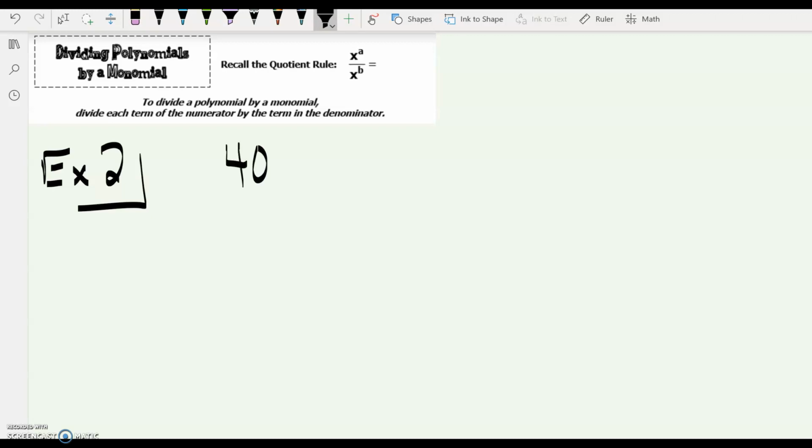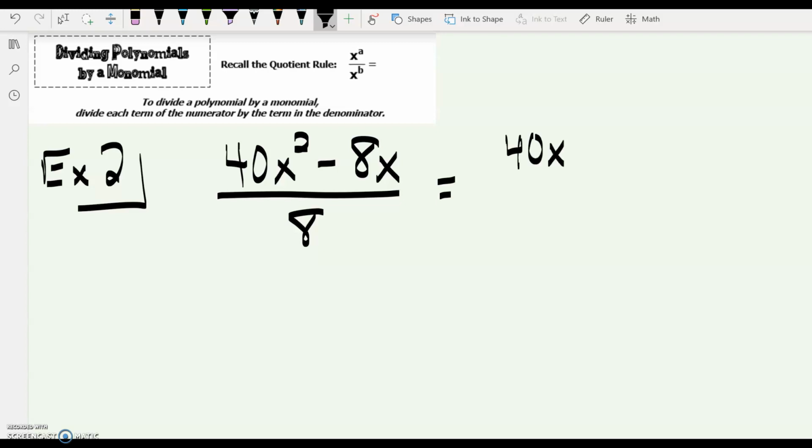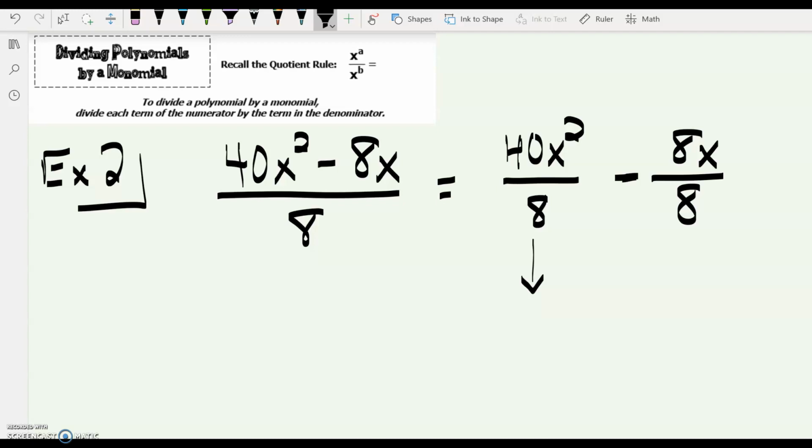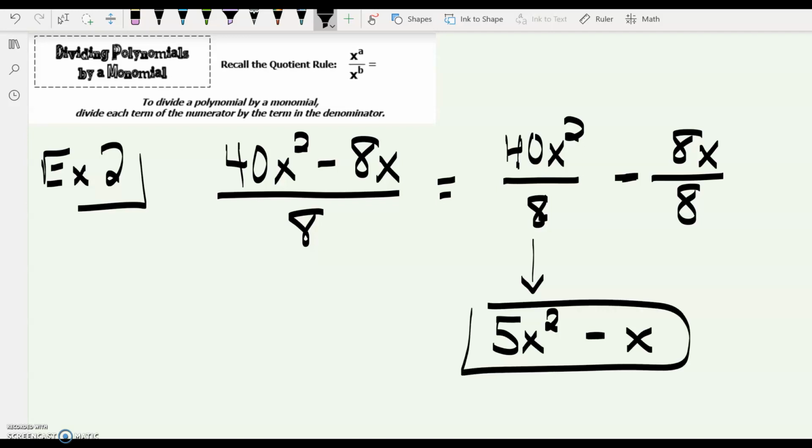What we're going to have here is 40x squared minus 8x divided by 8. Again, we take that first term, 40x squared, divide it by the term in the denominator, and then we have minus 8x divided again by the term in the denominator. 40x squared divided by 8: well, 40 divided by 8 is going to give me 5, and the x squared can just drop down because we have no x terms in the denominator here. And then we have minus 8x divided by 8. Well, 8 divided by 8 is just 1, so we can write x. Again, we do not have to write that 1. It is assumed that there's a 1 in front of the x.